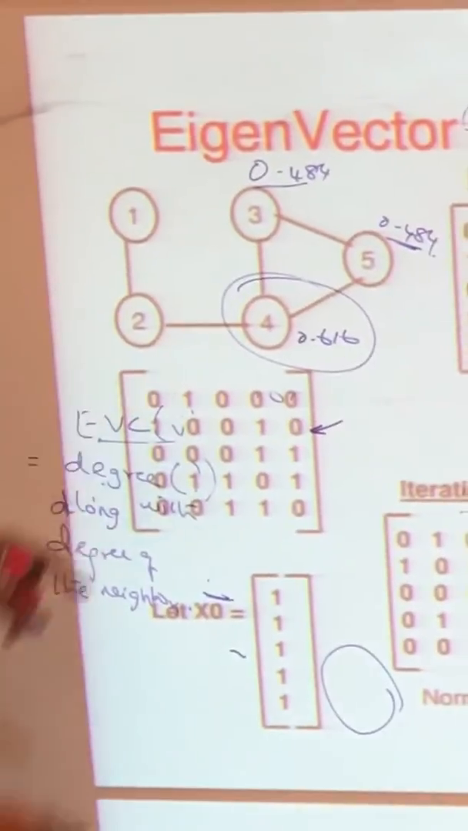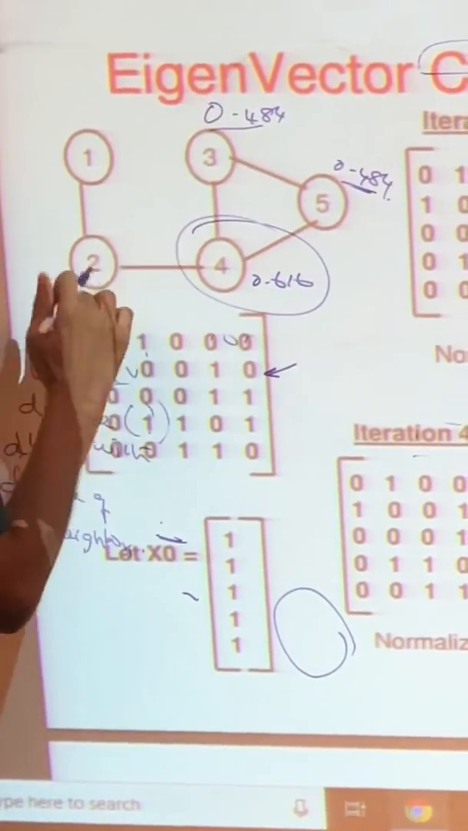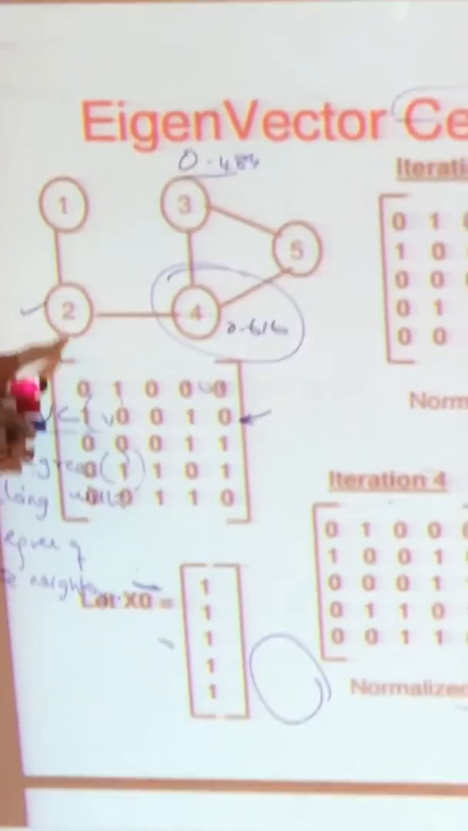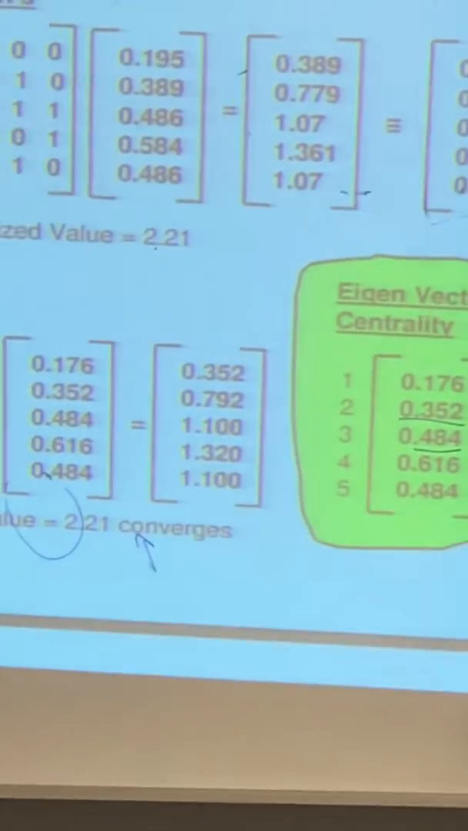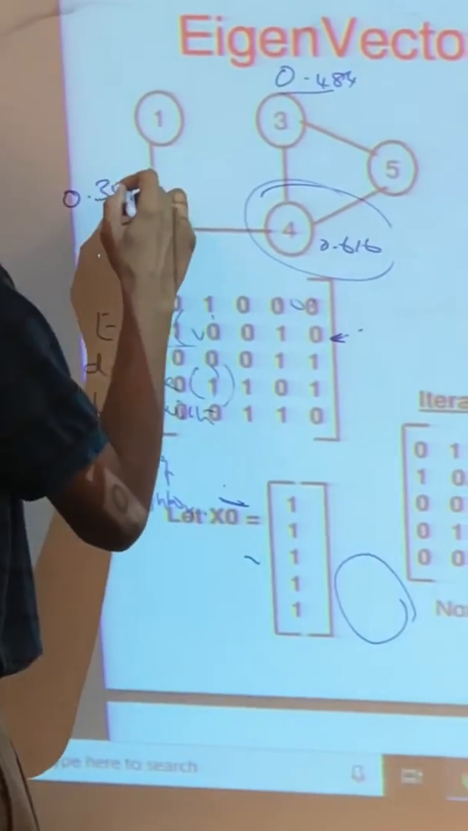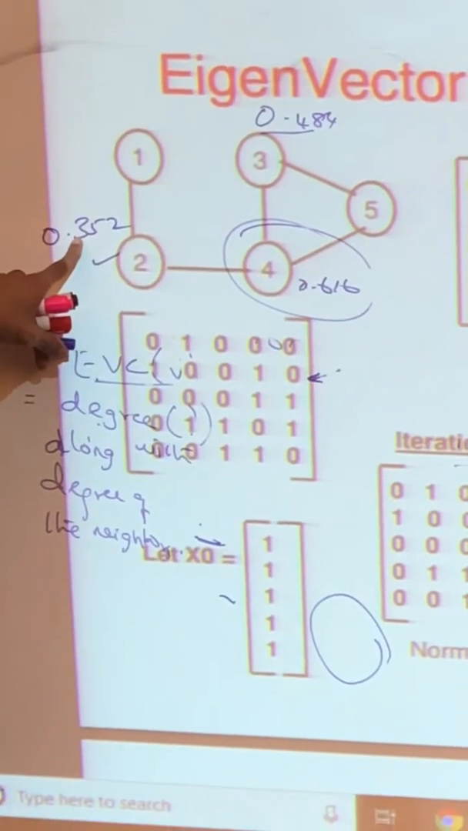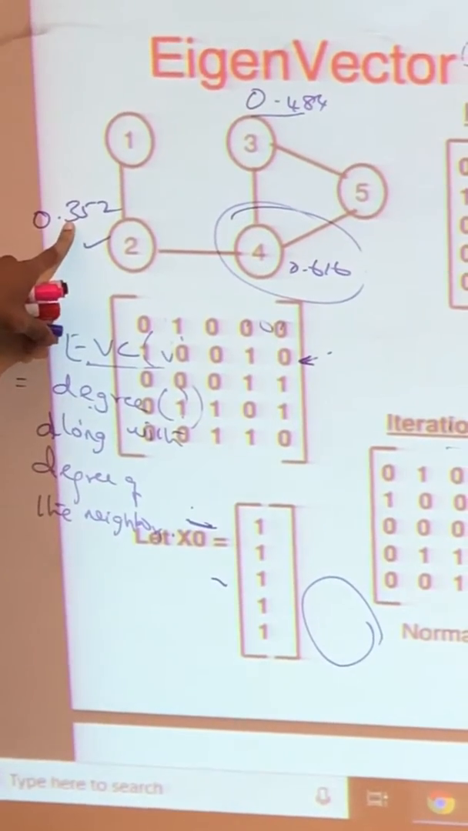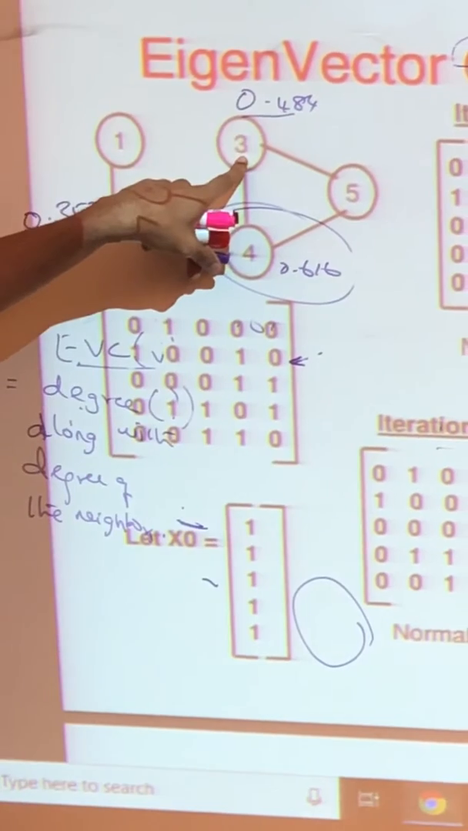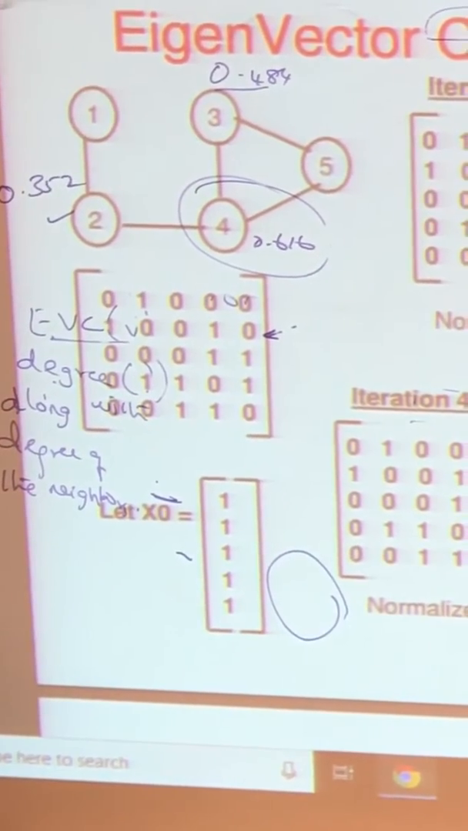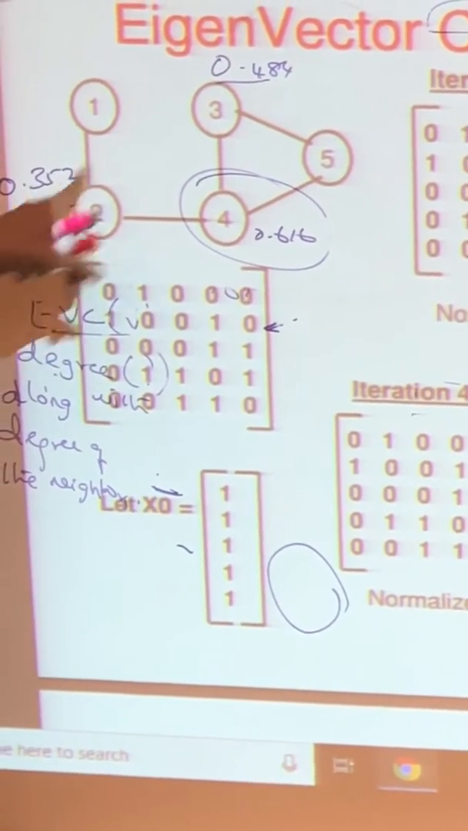Whereas vertex 2, so you may think vertex 2, let us compare vertex 2 and vertex 3. Vertex 2 has 0.352 and vertex 3 has 0.484. So you see here, even though vertex 2 and 3 both have degree 2, the eigenvector centrality of vertex 2 is smaller than the eigenvector centrality of vertex 3. The reason is what? Can anyone explain the reason why vertex 2 has a smaller eigenvector centrality compared to 3?